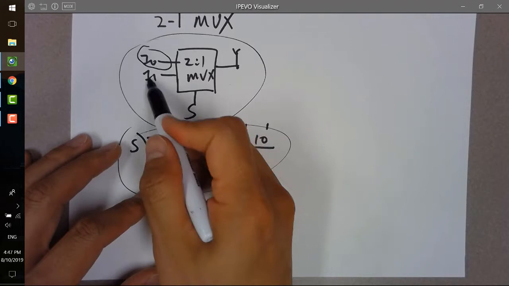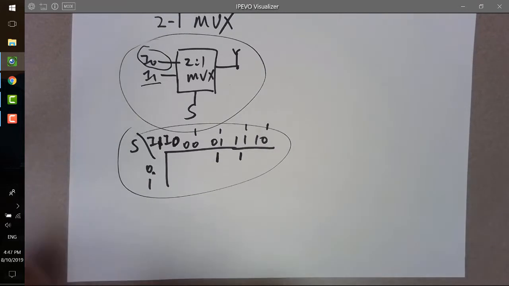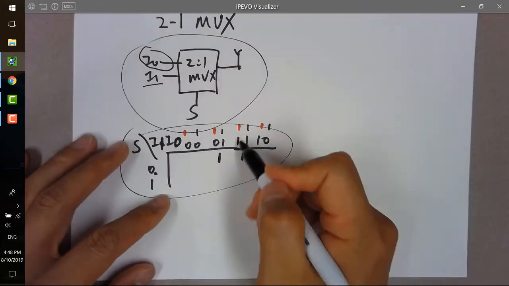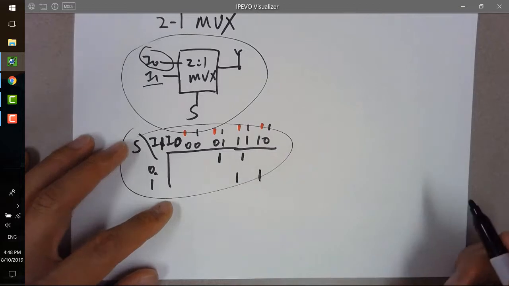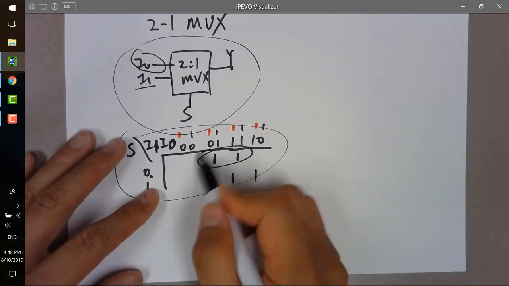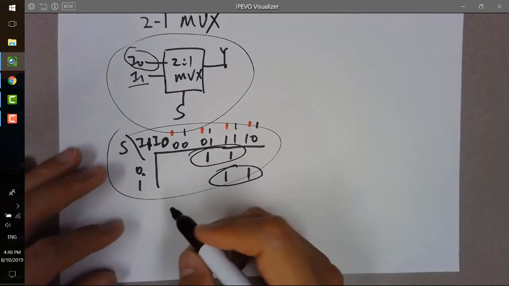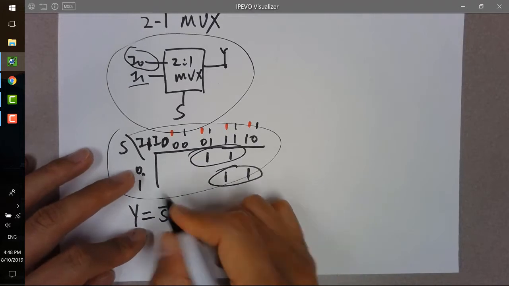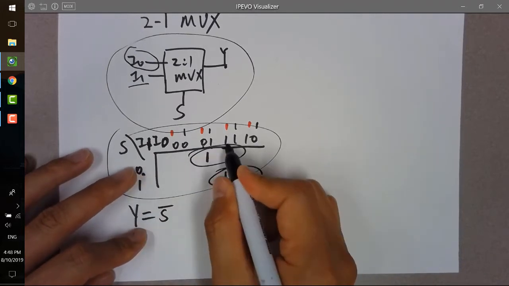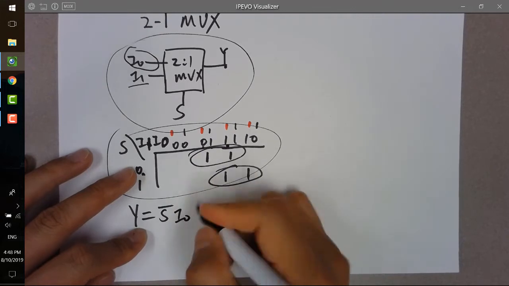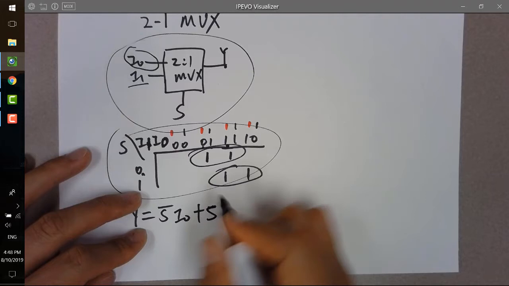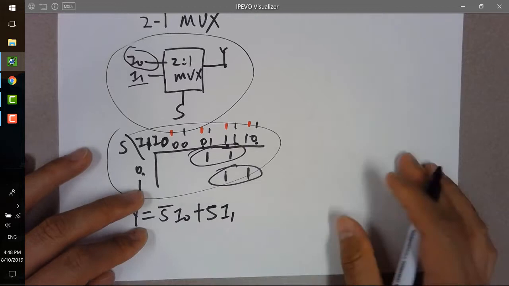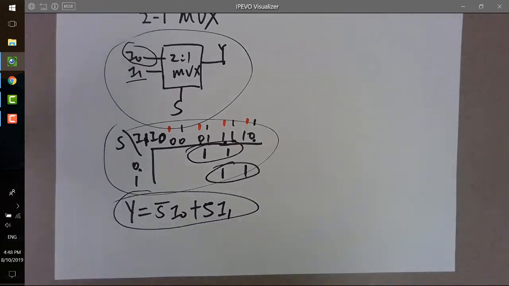So when S is 1, you are picking up I1. So I1 is right here, on the MSB. So when the MSB is 1, you have a 1 for the output, right? And how to design the circuit? Apparently, you just group these two, and you can get a logic expression, which is Y equals S bar, and this one got toggled, so you have only I0 left, and then S, and as I0 is toggled, you have I1 left. So that's the logic function for the 2-to-1 mux.